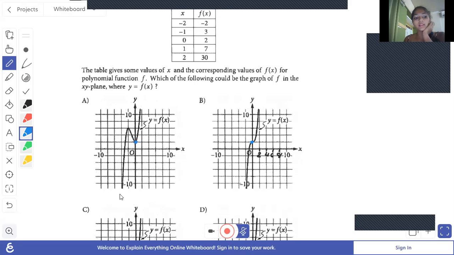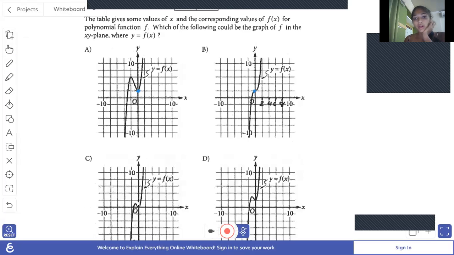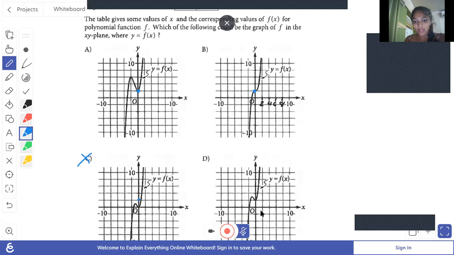We can't eliminate these yet. We do not actually have one here, so it's most definitely not C, because it doesn't have a point here. That's what we're looking for. Over here, there's a point here, so we cannot eliminate D yet.